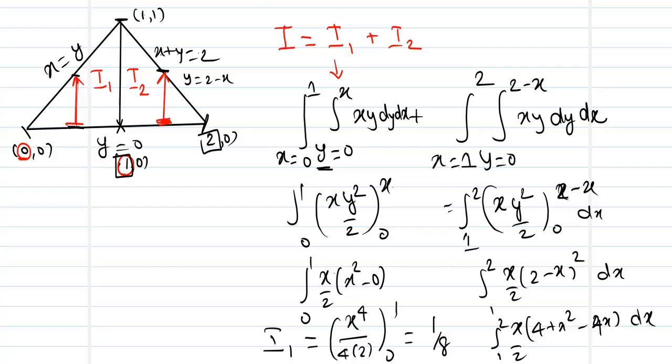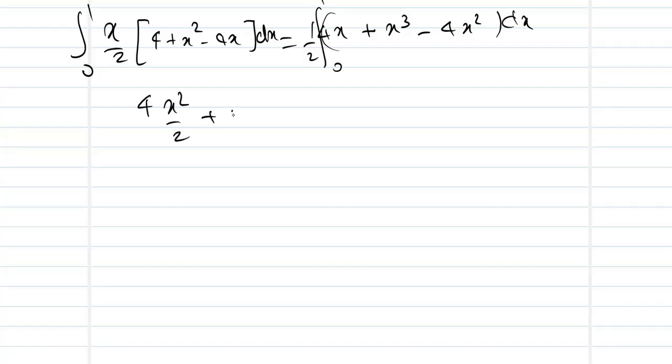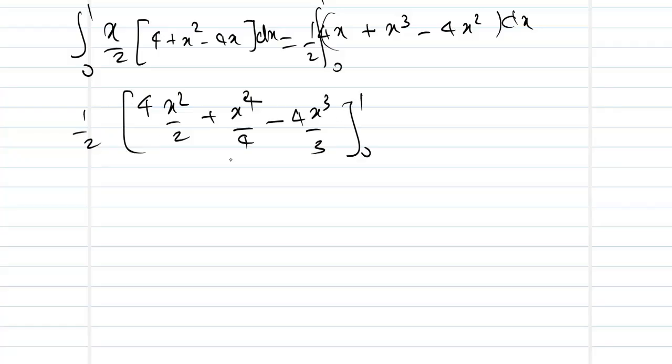We move on to the next line to evaluate x by 2 into what is going to be 4 plus x square minus 4x. So this on expansion, dx. We have 1 by 2 as a constant, times 4x plus x cube minus 4x square dx. So let us integrate it. 4 x square by 2 plus x to the power 4 by 4 minus 4 x cube by 3. And you have 1 by 2 outside. So this can be cancelled off with 2.